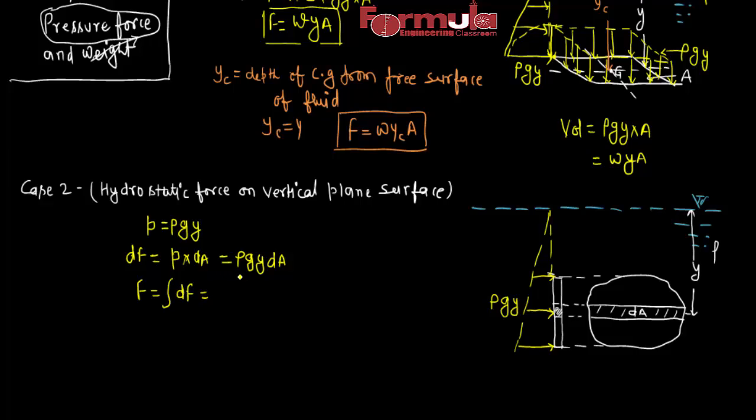So as rho is constant for fluid, g is constant, so we can take it out, integral y dA. Because y is variable over this surface, and dA is also variable because there are different strips over here, so dA is also variable. So what is this integral y dA? Integral y dA is known as first moment of area.